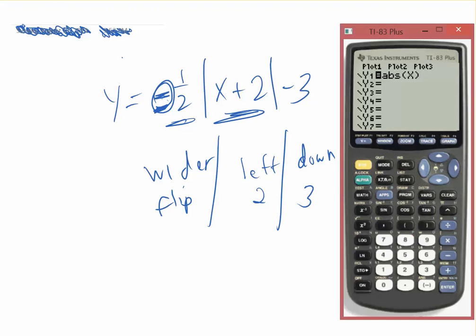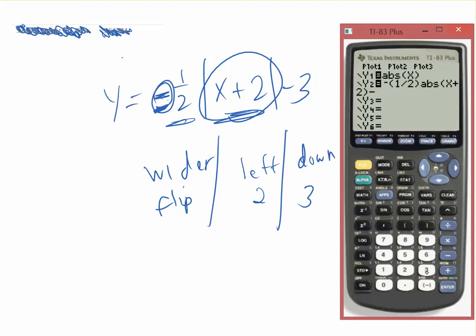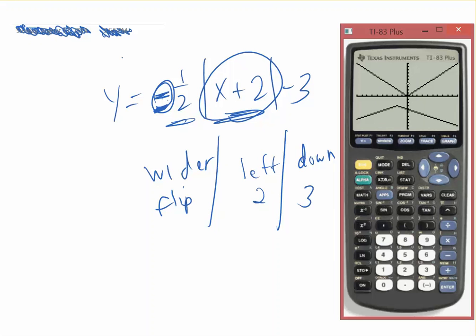Let's see if we got this right. So we have negative 1/2 times the absolute value of x plus 2. Remember, that's inside the parentheses right here. X plus 2, close parentheses, minus 3. Let's graph. So yeah, it's wider, it's flipped, it's to the left 2, and it's down 3.